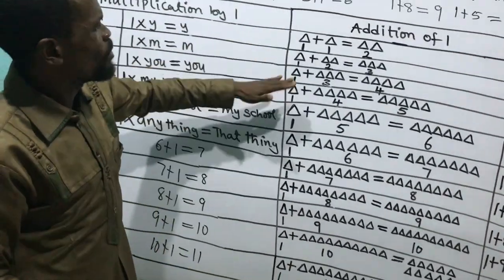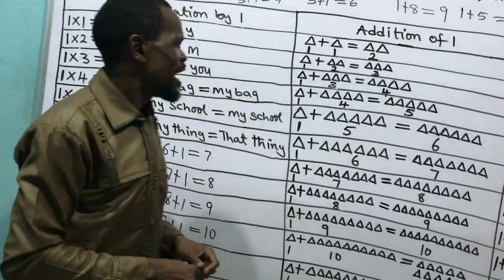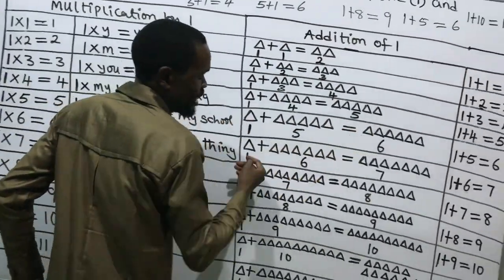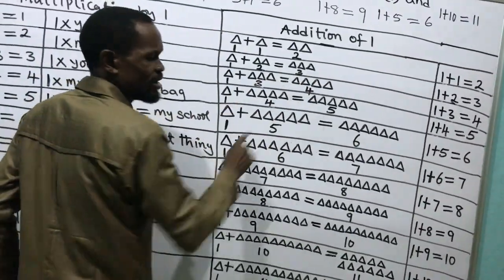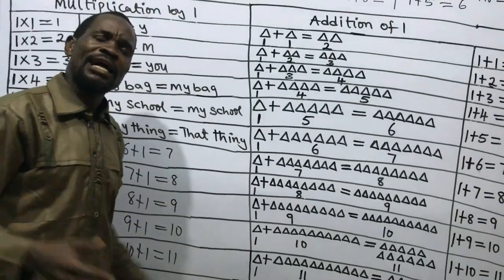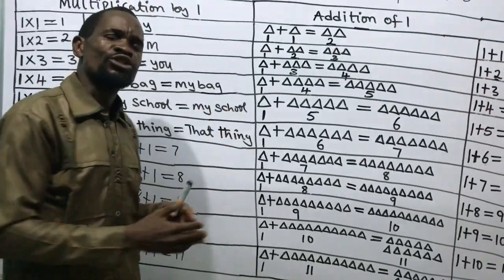And that one will mean what? Addition of 1. Addition of 1 using a box and using a number. We use a box here, we use a number. So you now study it. Can you study it? Make sure you study it.